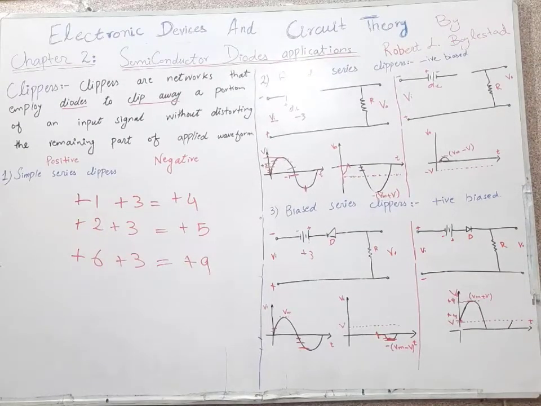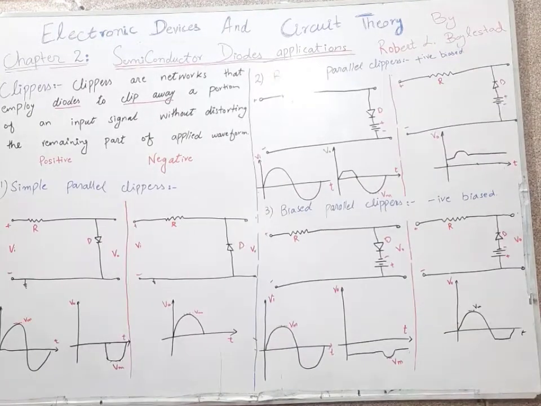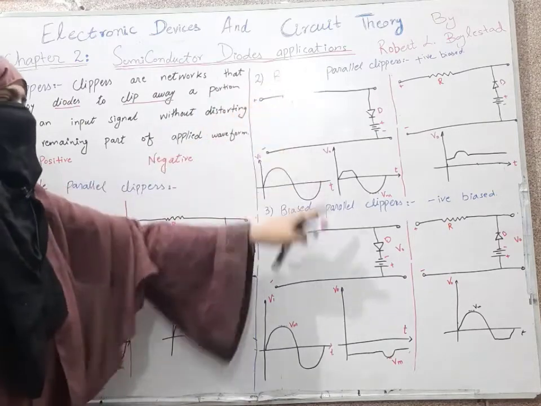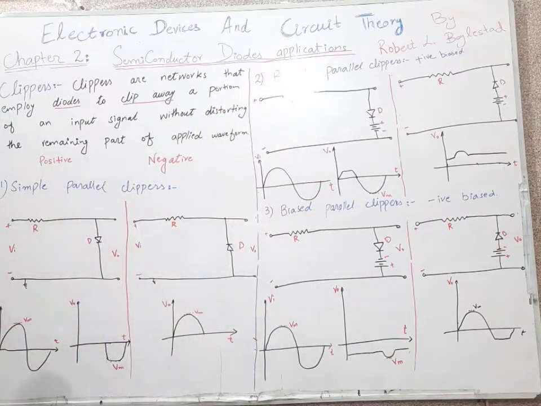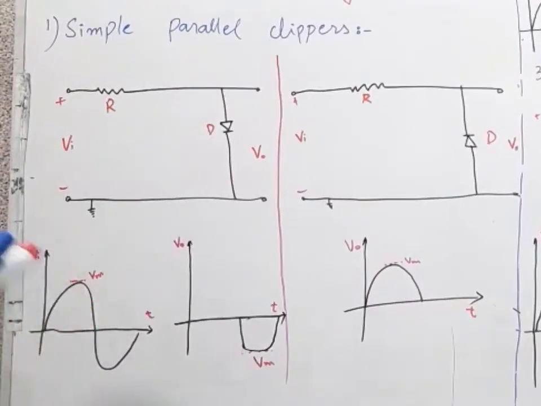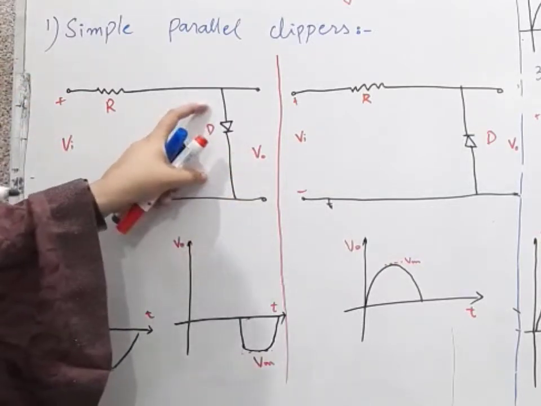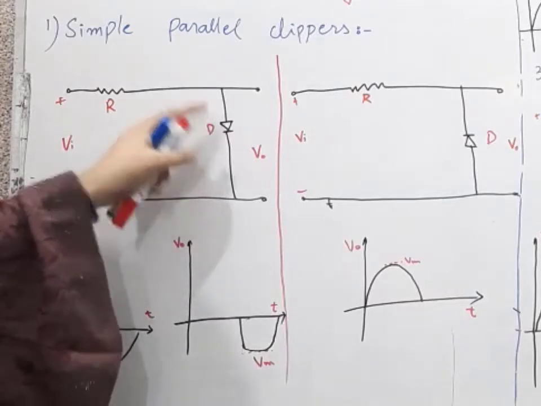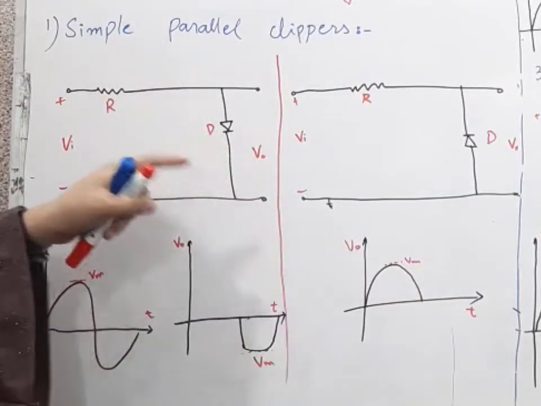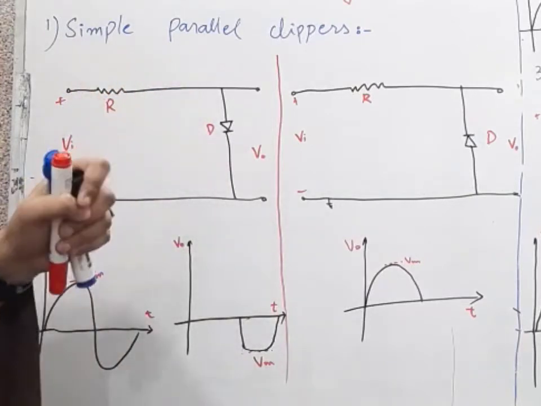Now we will discuss parallel clippers. These are the circuits for the simple parallel clippers, and these are the circuits for biased parallel clippers. For simple parallel clippers, our applied waveform is applied here, and we will get the output voltage across the diode. In this case, we are getting our output voltage across the diode, not across the resistance.